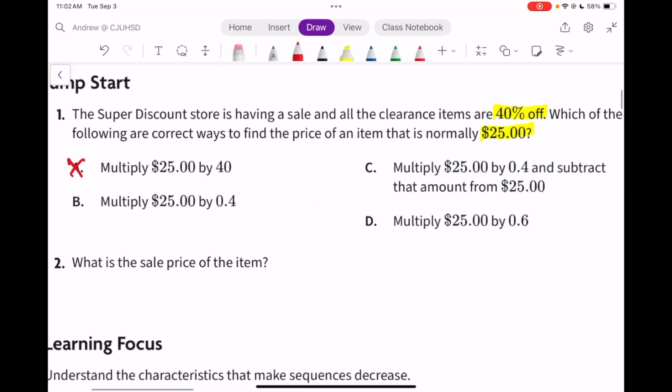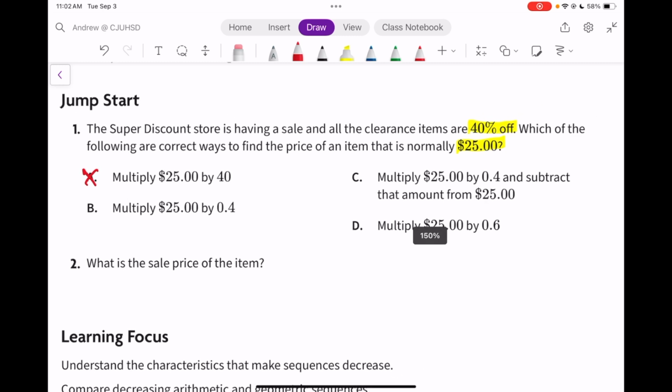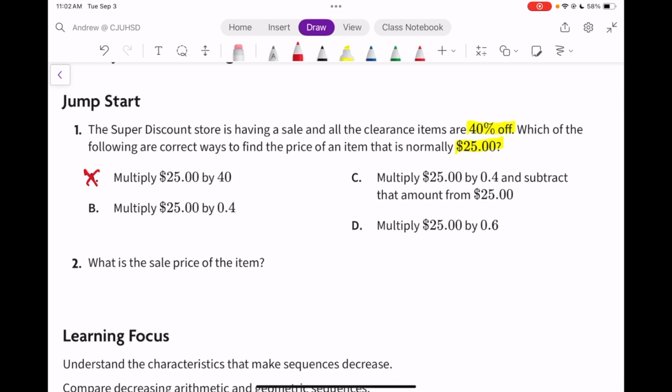That's too big. If we did B, we'd get an answer of 10, which is the discount, but it's not the price of the item. So that's not it. If we did C, if we multiply 25 by 0.4, we'll get 10, and then subtracting that amount will give us 15. So this works, but also D works. Just multiplying 25 by 0.6. So the final sale price, of course, was going to be 15.